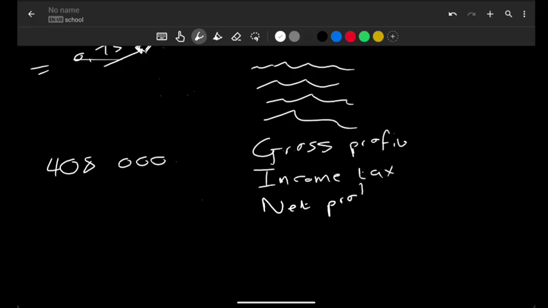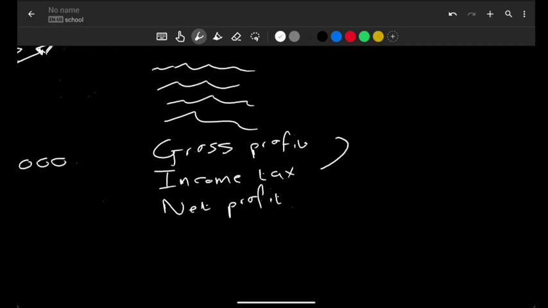Now, here's the thing. Income tax is calculated on gross profit, right? So what you're going to do is you're going to say gross profit, whatever this amount is, multiplied by the income tax, which for companies is 28%. And then you're going to get your income tax.